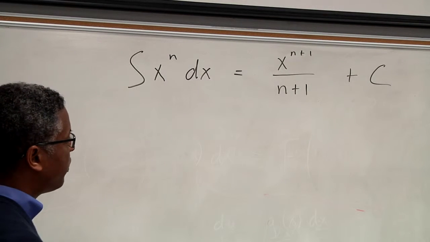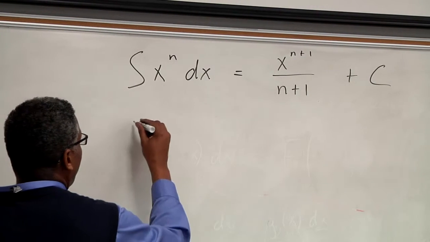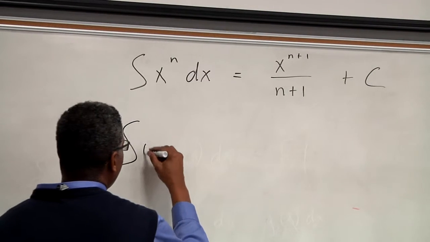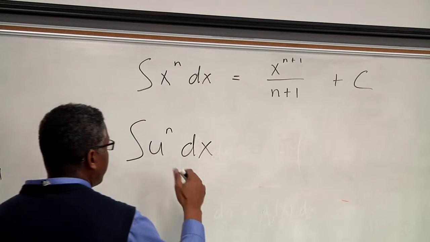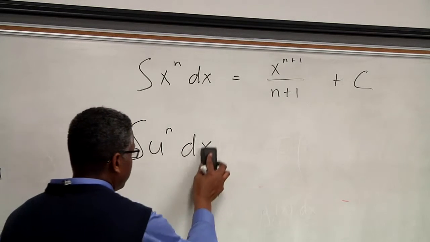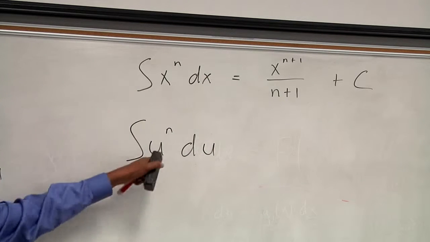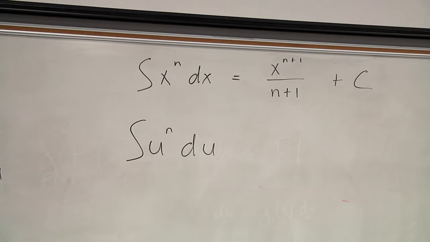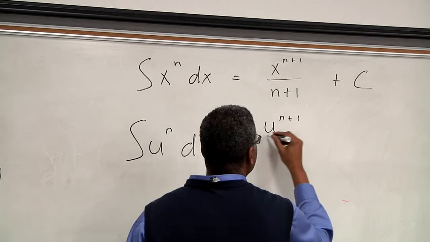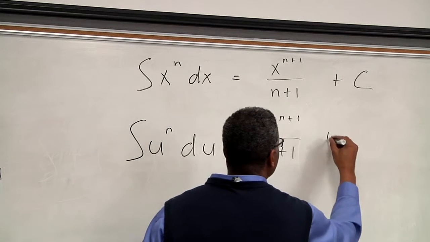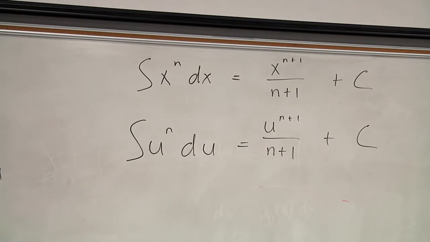But now we're going to come up with a general version of this that uses integration by substitution. We're going to replace x with u. So everywhere there is an x, I replace it with a u. Is that clear? Everywhere there's an x, I replace it with the letter u, on both sides. So u to the n plus 1 over n plus 1, plus c. Okay? So now we're going to do an example.